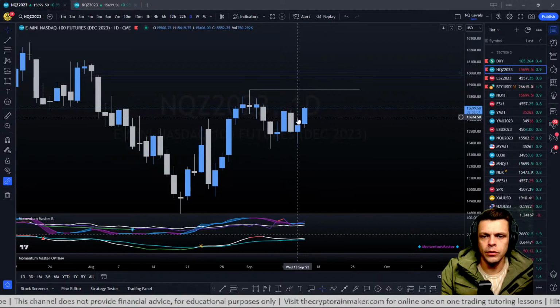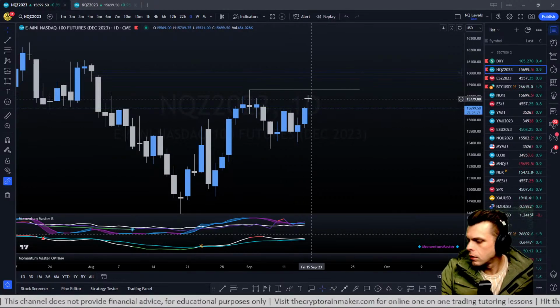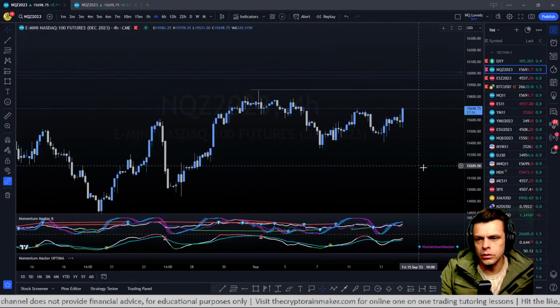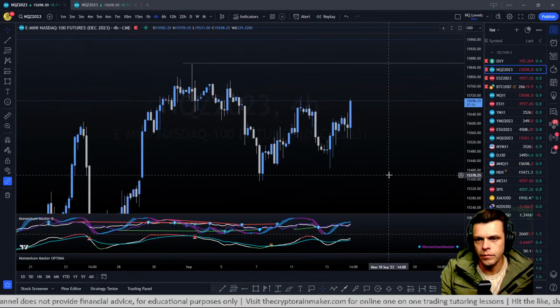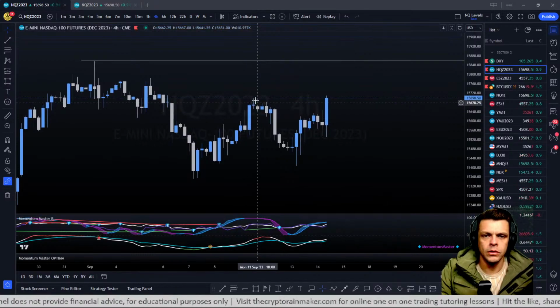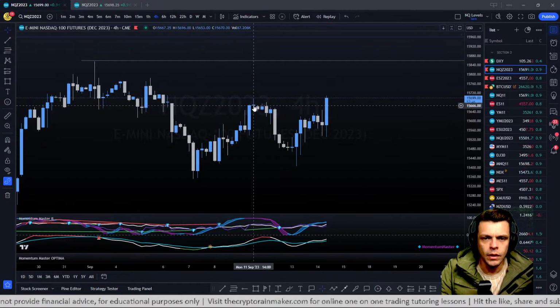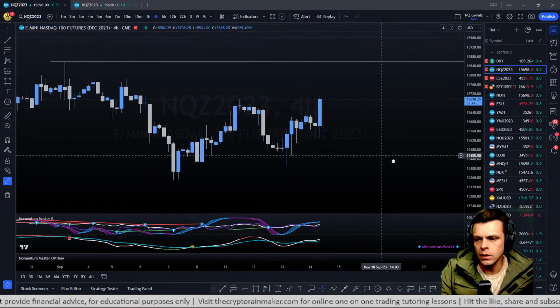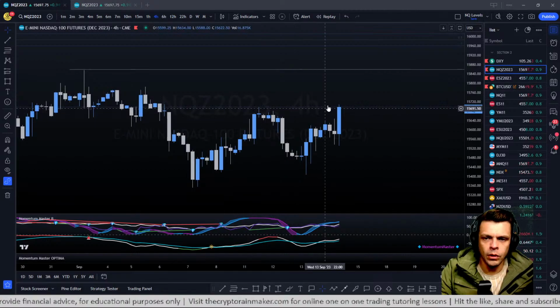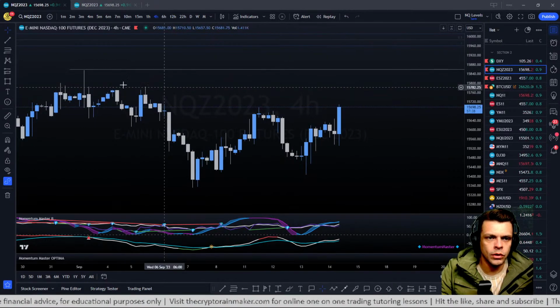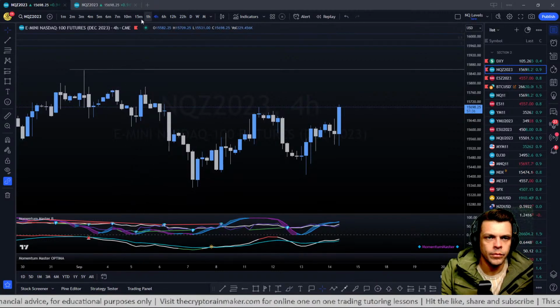Okay, so we already took out the previous day high, but still expanding. Let's see what the 4 hour looks like. Okay, so this was my draw on liquidity for the day, this high. The liquidity right here. So we'll see if we are gonna be moving down from here. I mean, there's also the liquidity right there.